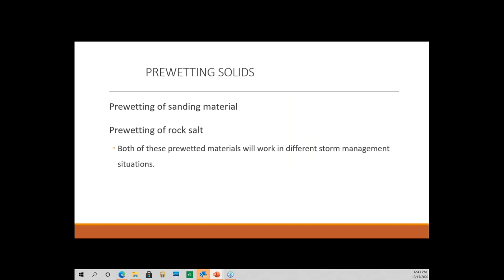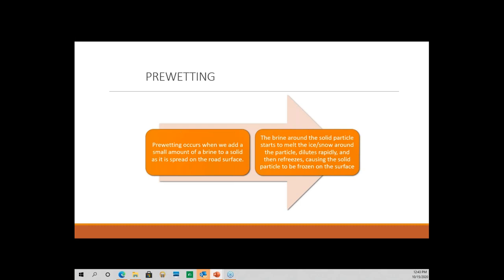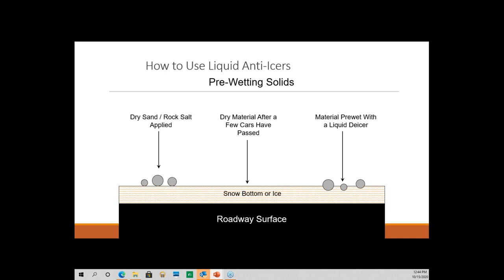Well, let's see. Applying a liquid to a solid. Like I said, pre-wetting your rock salt or your abrasive that you're going to put down on the road, once you get a snow floor, helps hold that gravel in its current position. It keeps it from being kicked off the roadway. Also, when you throw the pre-wetted material down onto the roadway, it keeps it from spreading out as far across the roadway, so you don't throw it out into the ditch and you get a better application.